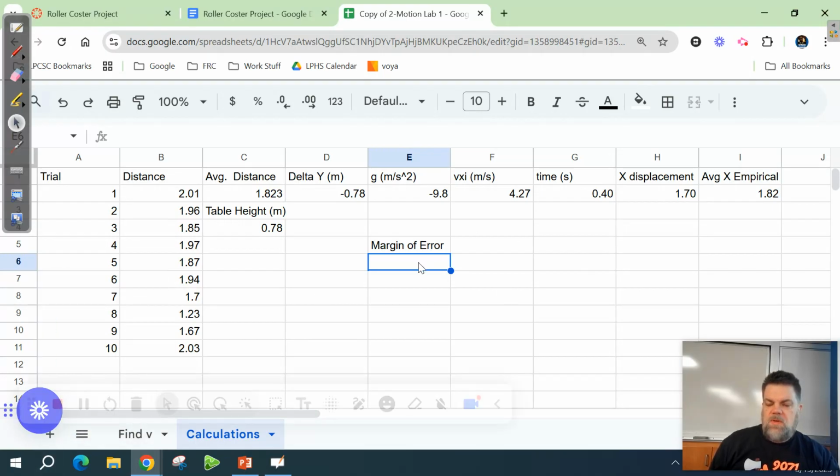But what you would do is you're going to hit equals. Now, our empirical is a little bit higher than our theoretical. And by the way, this is all empirical, right? The time should be pretty precise, but we're measuring this. We could be off, right?